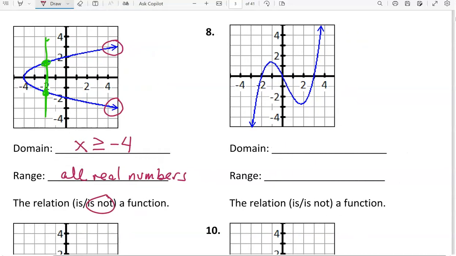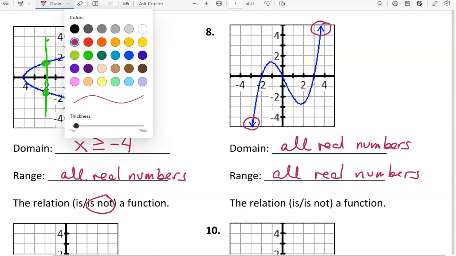For number 8, our domain is the set of all x values. At first glance, that seems like the leftmost point, and that seems like the rightmost point. However, there is no end to the graph. The graph on both ends keeps going down and left, or right and up, and so the domain is all real numbers. Those points also seem like they would be the lowest and highest points on the graph, but again, the graph keeps going down and up, so the range is all real numbers.